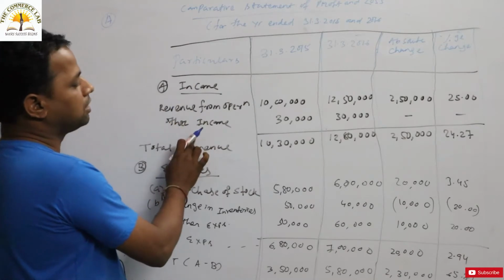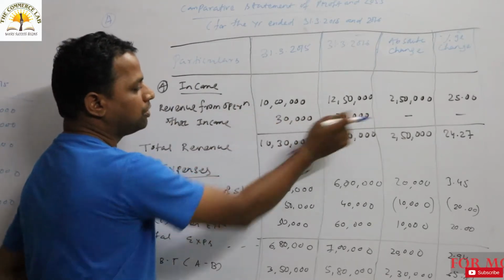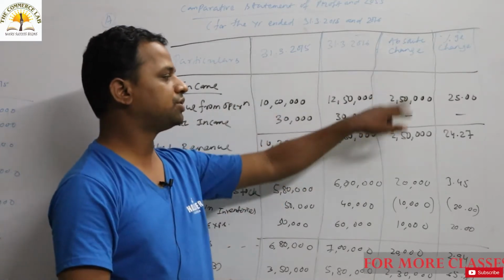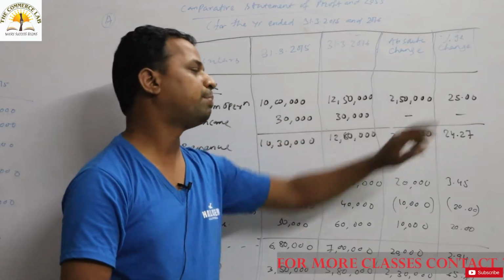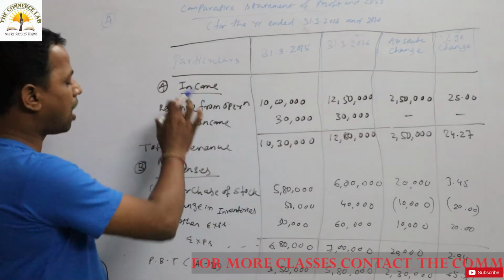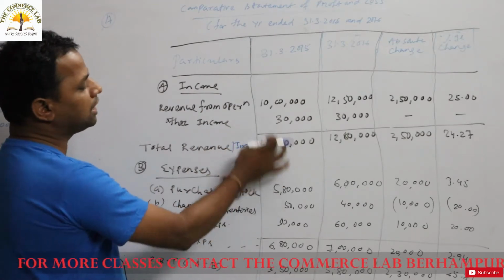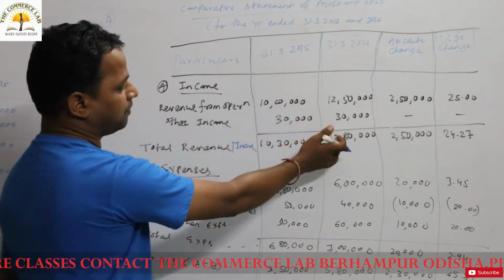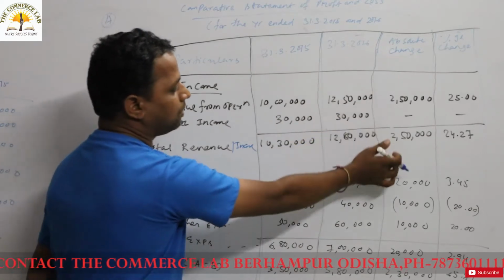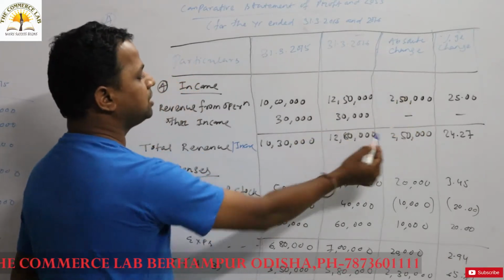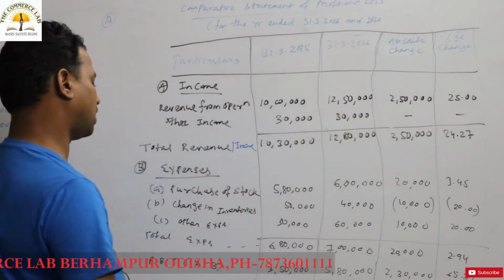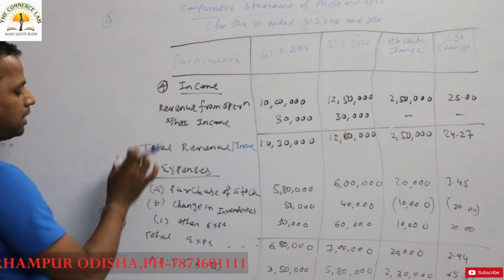That is other incomes, 30,000, 30,000 in both years. There is no change, so the absolute change column will be nil and the percent change column will be nil. So how much is the total revenue, or the total income? 10 lakh 30,000, then 12 lakh 50 plus 30, that is 12 lakh 80, then 2 lakh 50. How much is the percentage change? The change by original into 100. Okay. After this income, what will come?